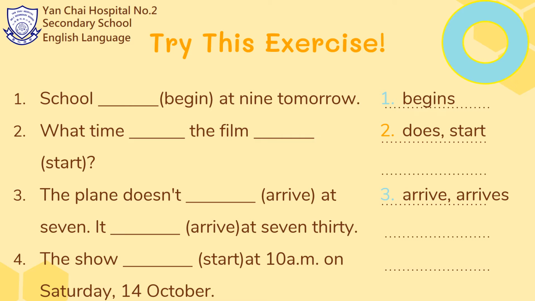And for the first one, the answer is arrive instead of arrives because of doesn't. So after the word not, we keep the bare infinitive form. But for the second blank, we use arrives because of the third person singular, it.